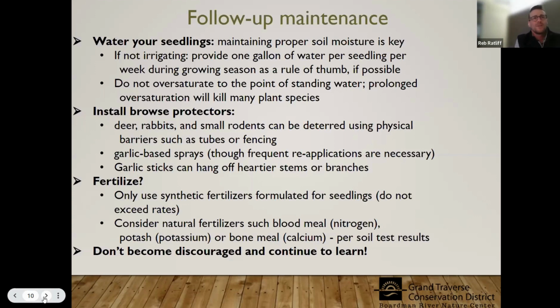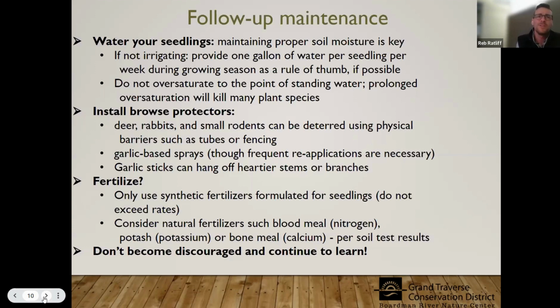Garlic sticks, I've heard some moderate success with these. I've never personally tried them, but there are garlic sticks that you can latch on that supposedly keep away deer and rabbits. And then there are also some sprays that you can use as well.